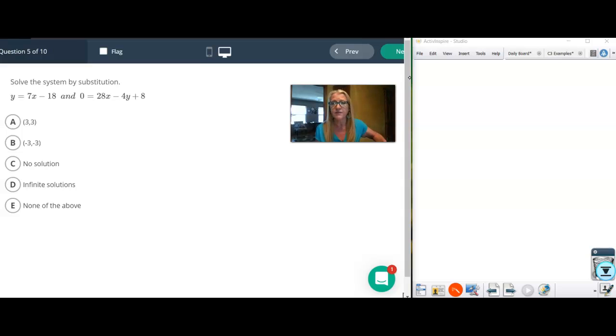Look at this. Here you have solved for y. Put 7x minus 18 right here in for that y. So you'll multiply negative 4 times 7x and negative 4 times negative 18. You'll distribute. All right.